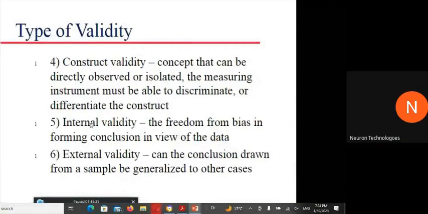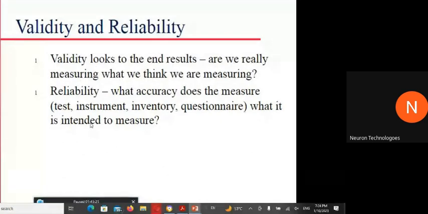So internal validity is the freedom from bias in forming conclusions in view of the data. And then external validity is whether conclusions drawn from a sample can be generalized to other cases. So both are there: internally and externally you are validating that whatever your research and tools are doing is going toward the right outcome or not. Validity looks to the end results, measuring what we think it will measure. And reliability asks what accuracy the measure has. So your test, instrument, inventory, or questionnaire measures what it is intended to measure, and reliability will tell you how accurate your research is.